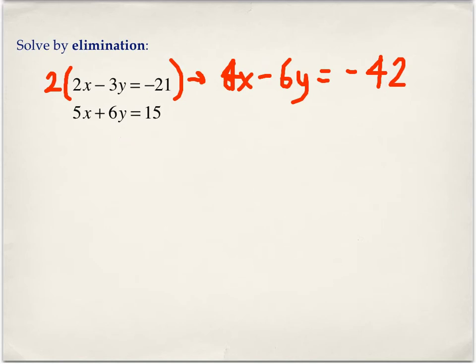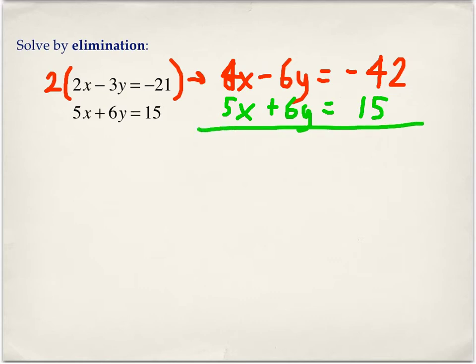And my second equation can stay the same because that's going to have that opposite situation lined up there for me. Alright, now I'm going to add these up and see what I get here. 4x and 5x is 9x. So far so good. Here's exactly what I wanted to have happen. The y's are eliminated. And negative 42 plus 15, I believe, will be negative 27.